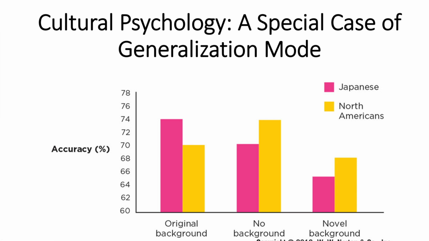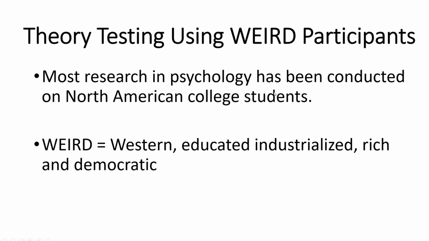So again, things are changing across cultures. And then this brings us to the idea of weird participants. And we've kind of, again, talked about this without naming it all throughout the semester. So most research in psychology is conducted on North American college students. So people are Western, educated, industrialized, usually rich, and democratic. So we are focusing on a very specific group of individuals.